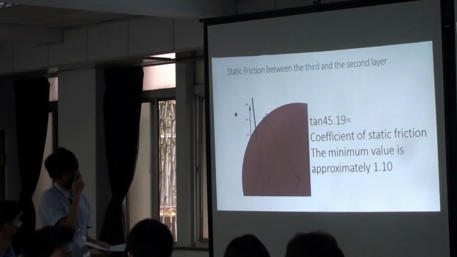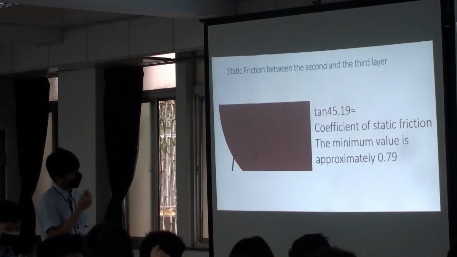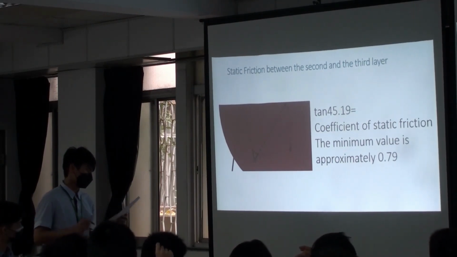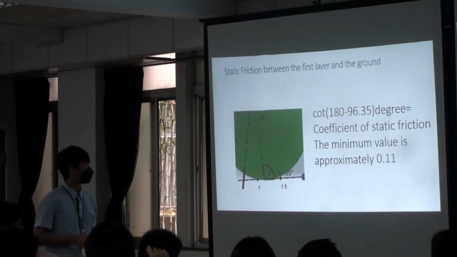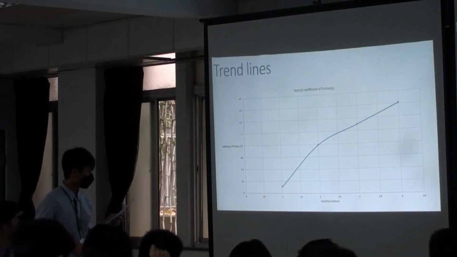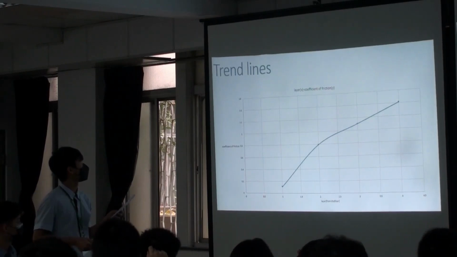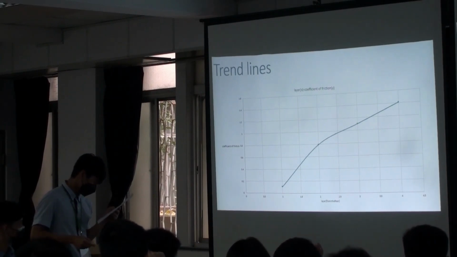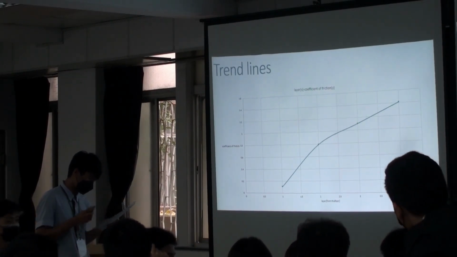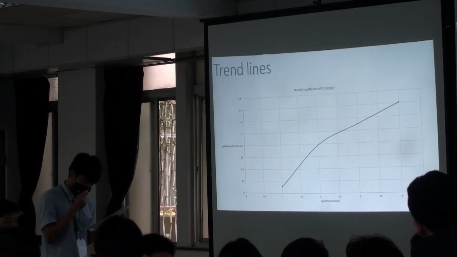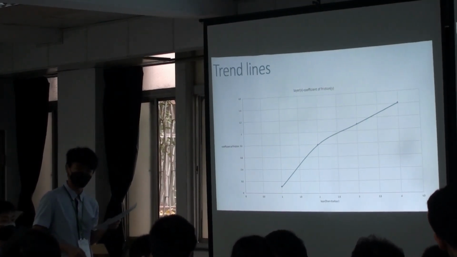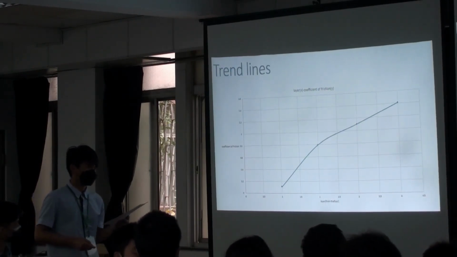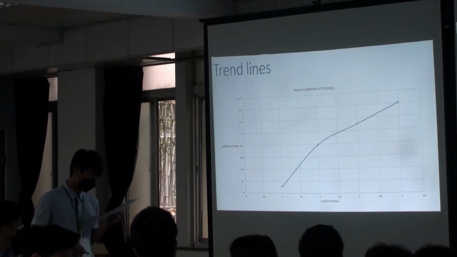We also use the same way below, using this method to measure alpha. And this is the trend line. From this figure, it can be observed that the lower the layer, the smaller the coefficient of friction required, which means that the lower layer is more stable.